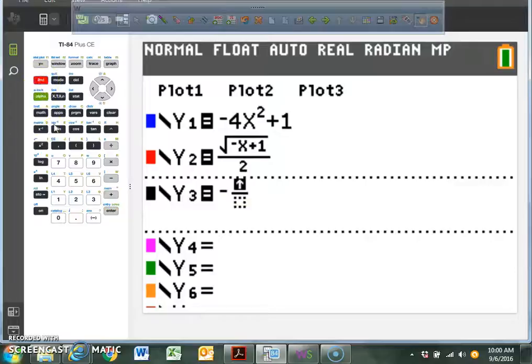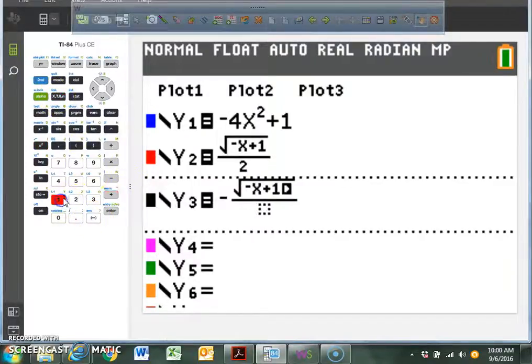Next, hit second x squared to get your radical. You're going to type in negative x plus 1, and you're going to go down and hit 2.